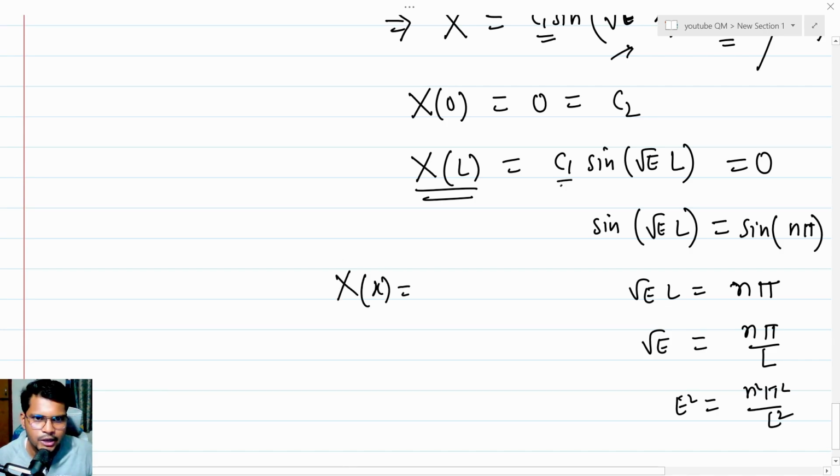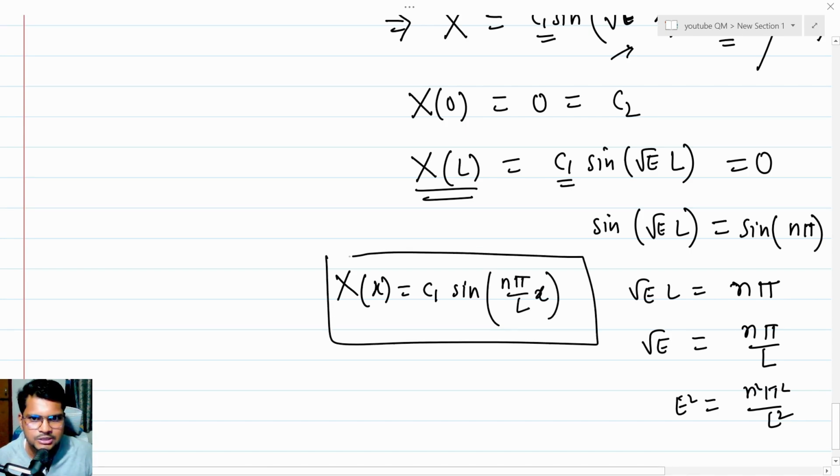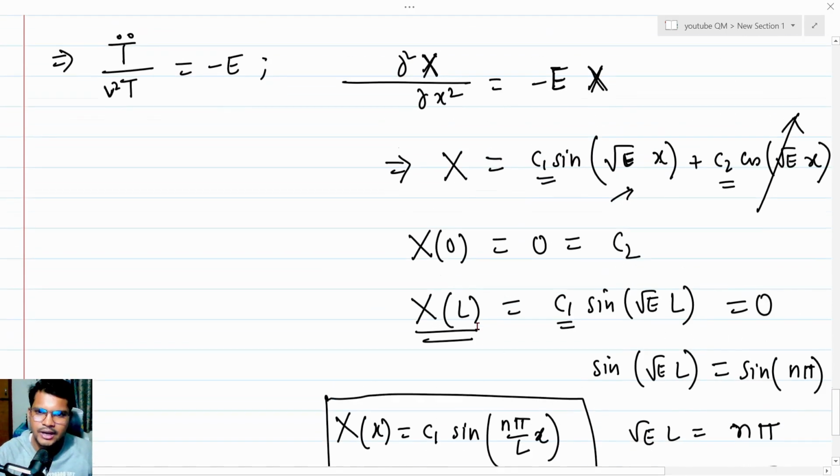The solution is, because I don't know how to determine c1, well, c1 should be there, sine of square root of e, take it as nπ over L into x. This is how spatially your distribution or the wave function will look. This is the spatial wave function, right? How the wave is generated, or the wave propagating in the spatial direction.